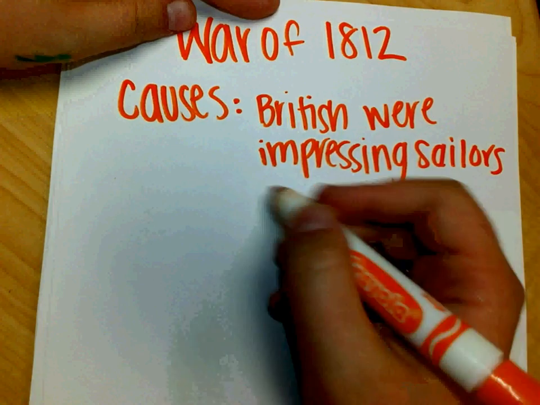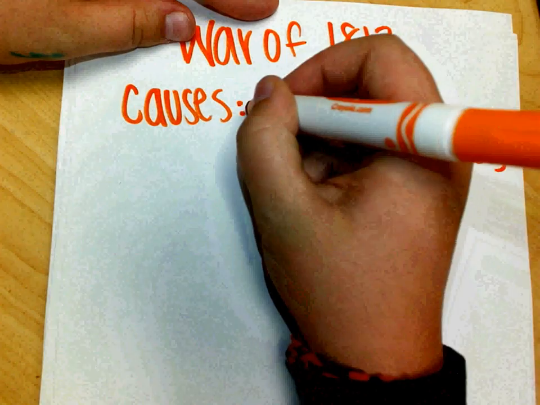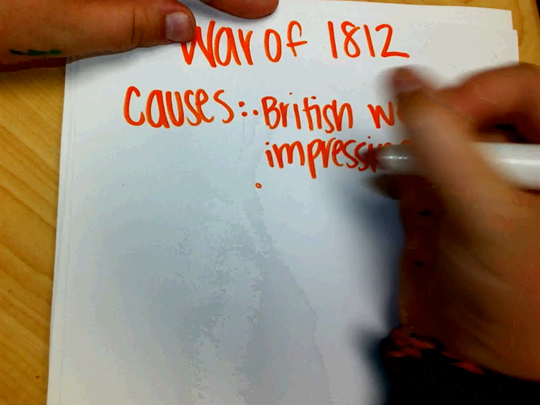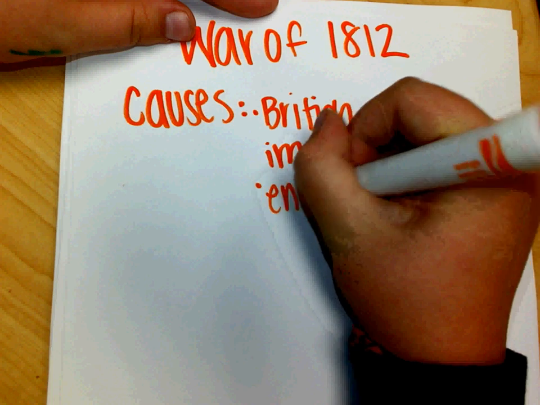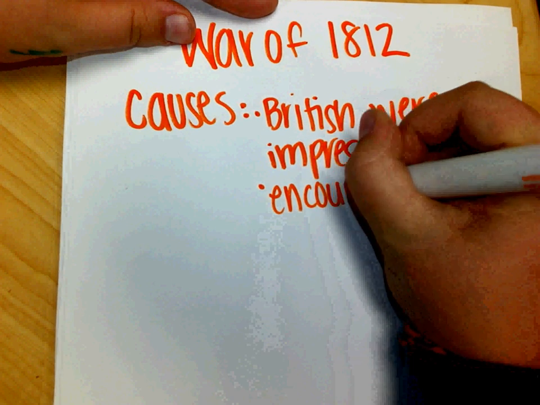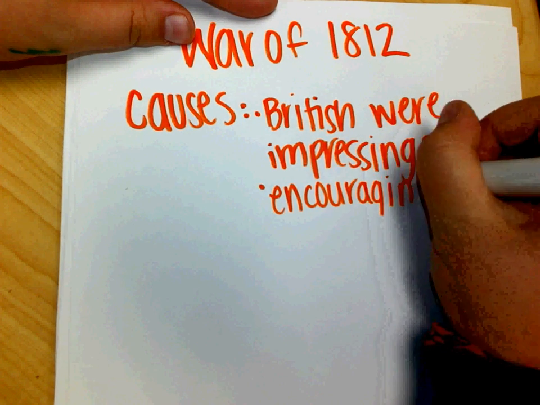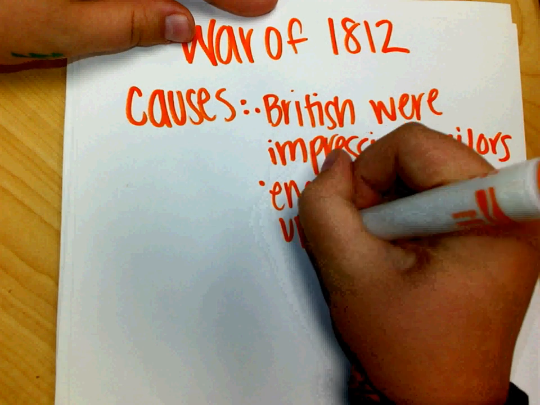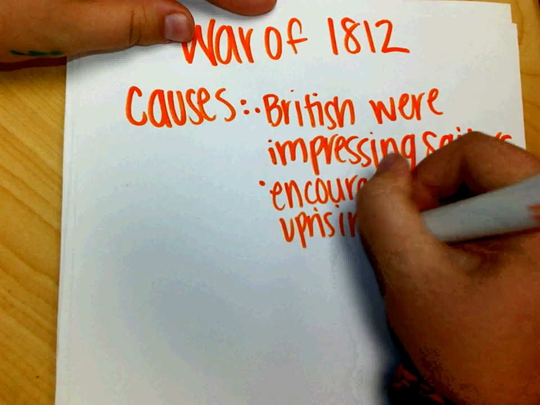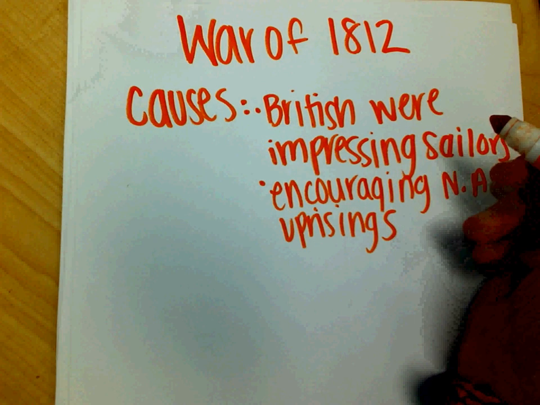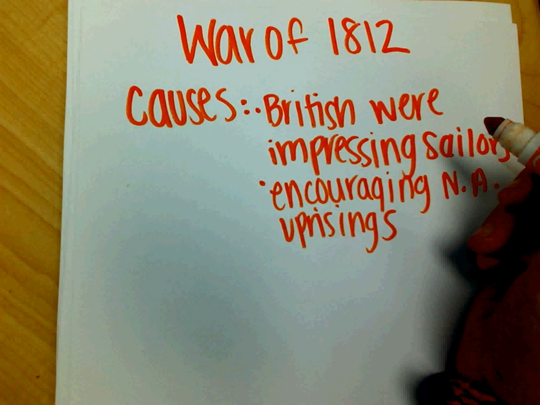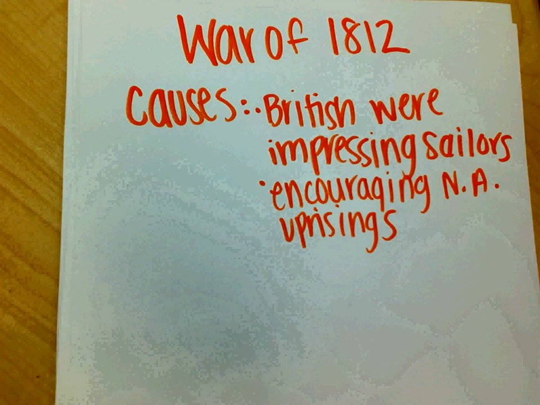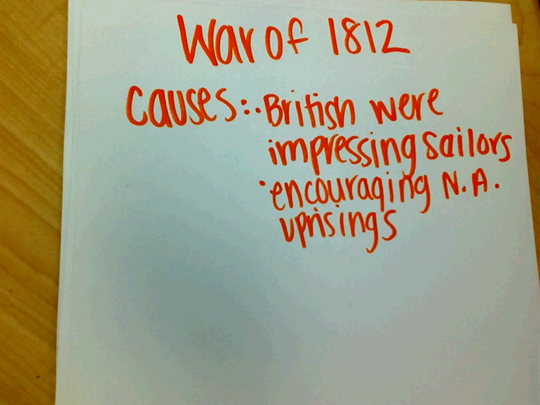Okay, the British were impressing our sailors, and the British were also encouraging Native American uprisings. So we end up going to war with them. The war starts in 1812.